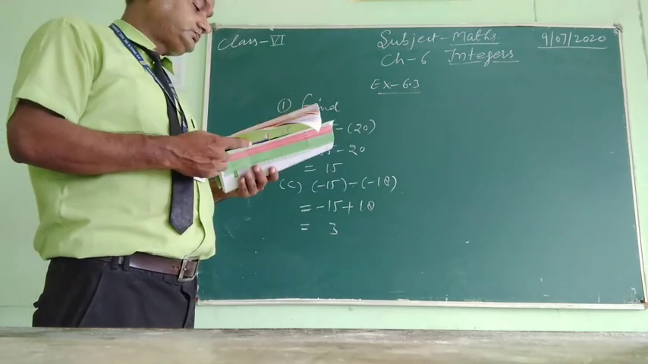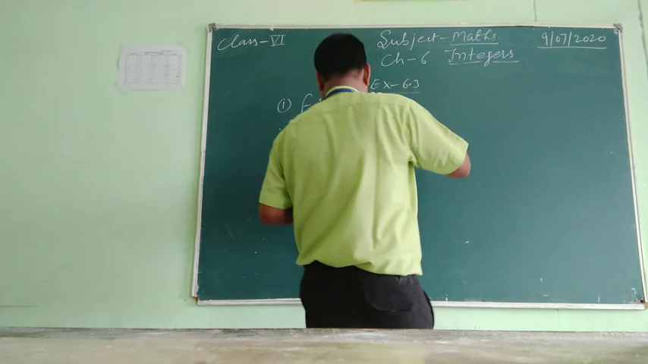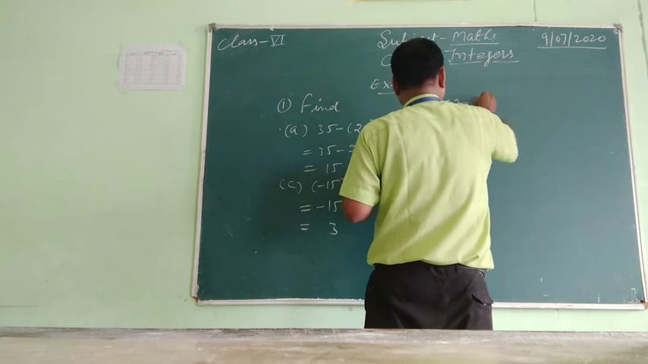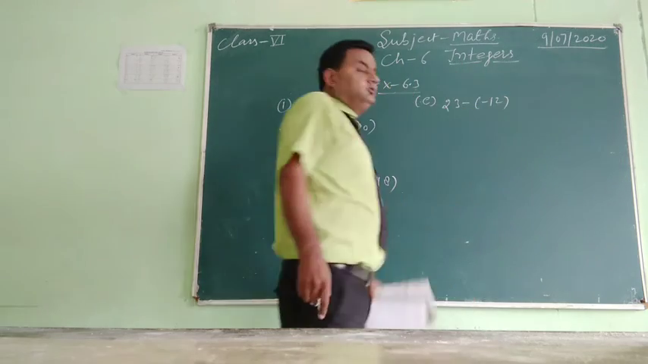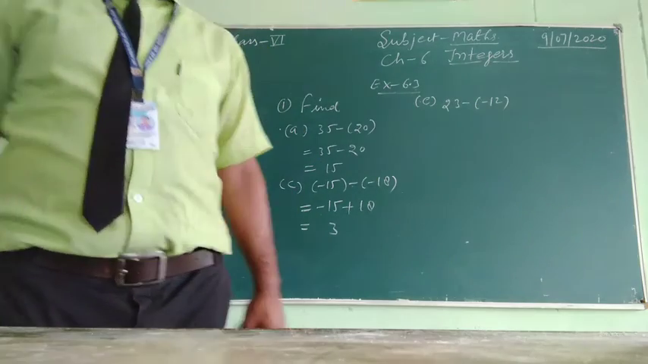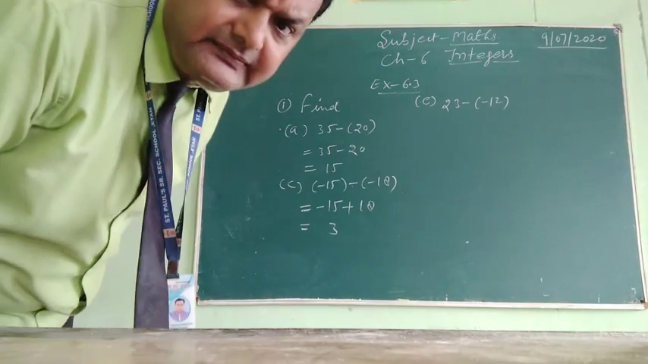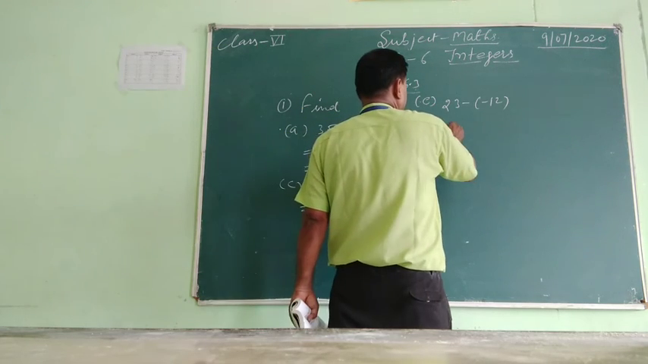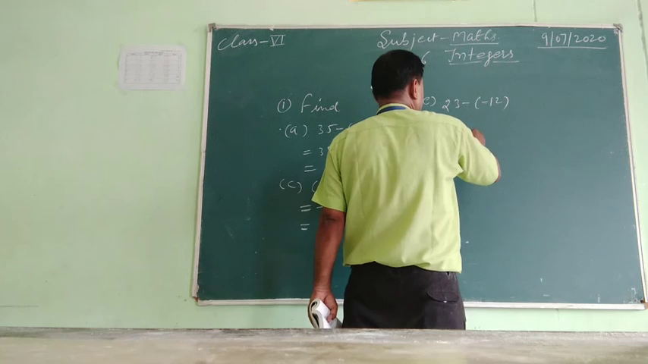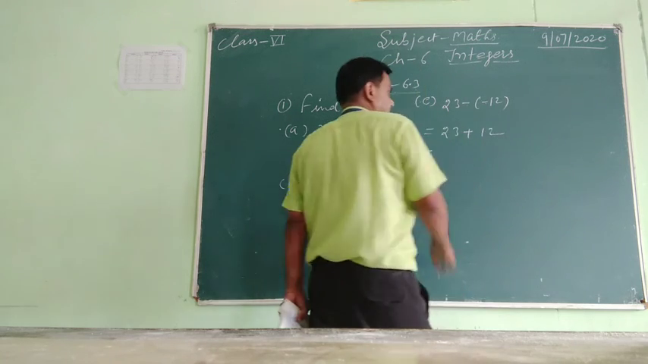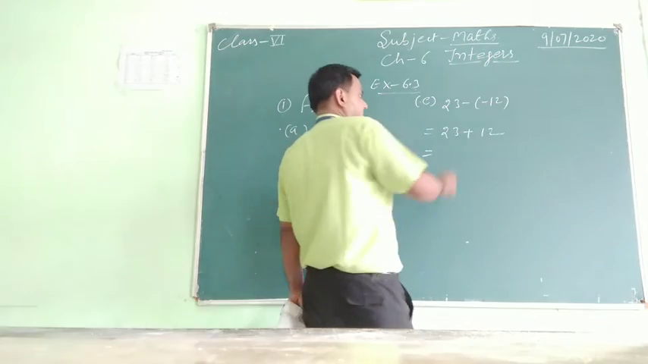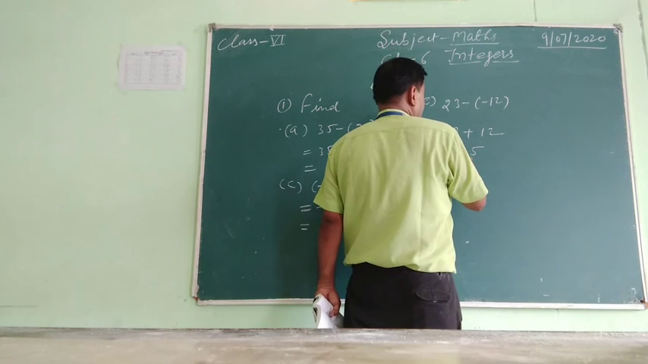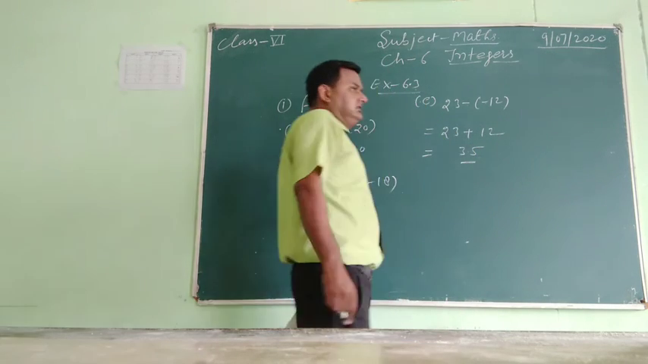Now E part, 23 minus minus 12. 23 minus minus 12 means 23 minus minus becomes plus 12. 3 plus 2, 5, and 2 and 1, 3. So 35 is the answer.